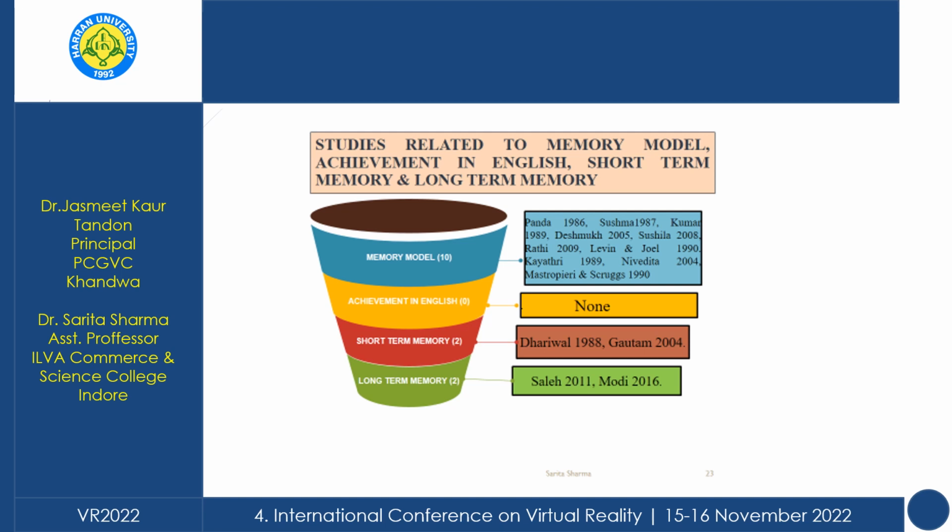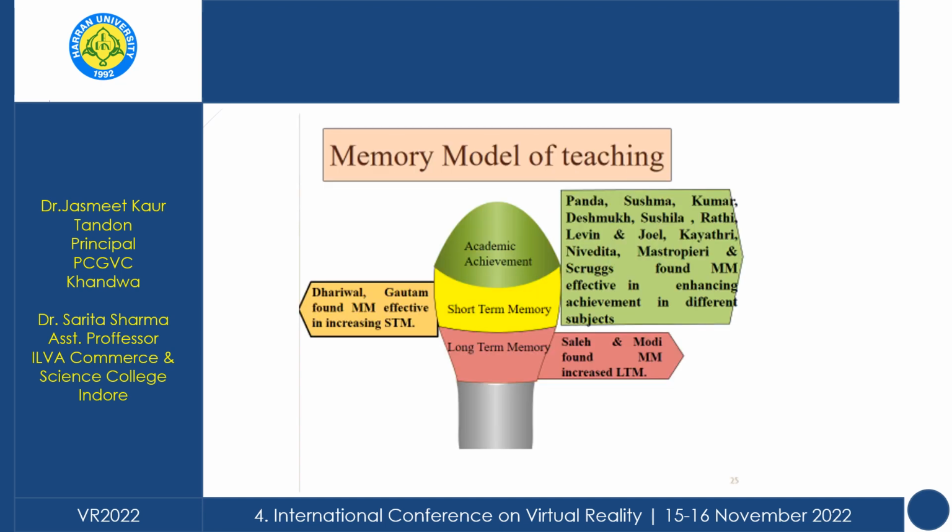With respect to memory model, 10 researches have been found, which is done by Panda, Sushma, Kumar, Deshmukh, Sushila, Rathi, Levin and Joel, Kayarthi, Nivedita, Mastropin and Scruggs. None of the studies have been found with respect to achievement in English subject. With respect to short-term memory, two studies have been found by Dhariwal in 1988 and Gautam in 2004. Long-term memory studies are done by Saleh 2016.